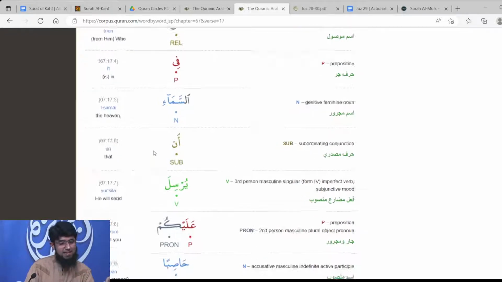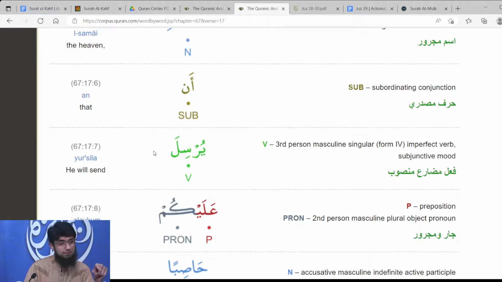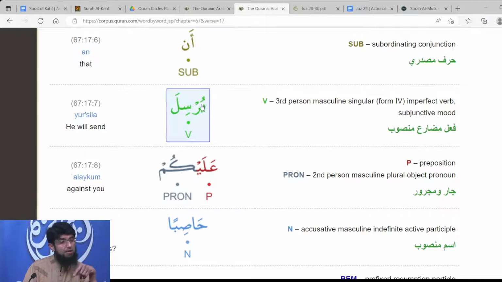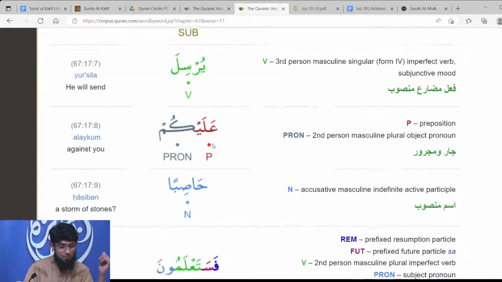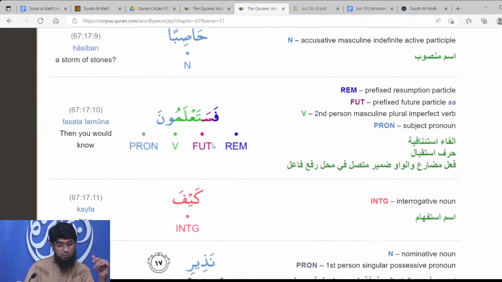So see, now here they say that yursila. Now here, ra, sin, lam, that's the same root letters as rasul, someone who is sent. Yursila, he will send. Okay, so now ya is for he. So same pattern as yaf'alu, but some of the harakas are different, but it's the same pattern. Here, yursila alaykum, upon you, hasiba, a storm of stones. Fasata'lamun. Okay, now that's the big one.